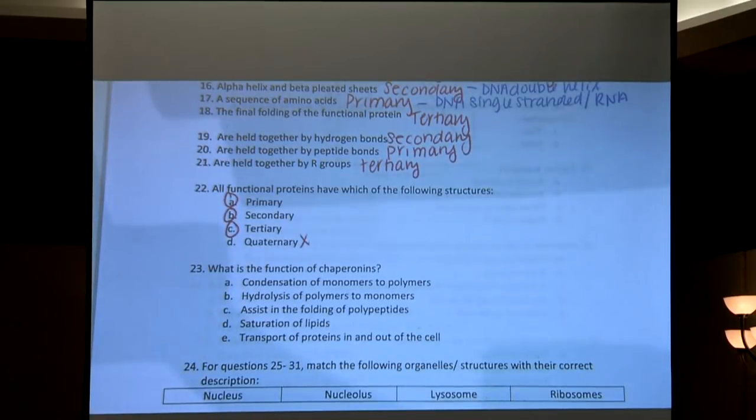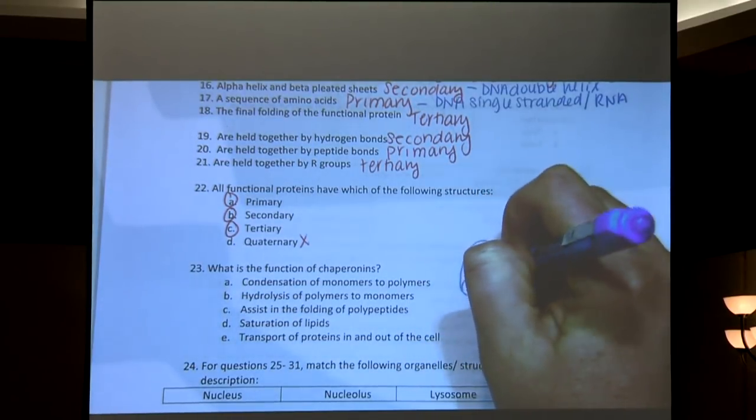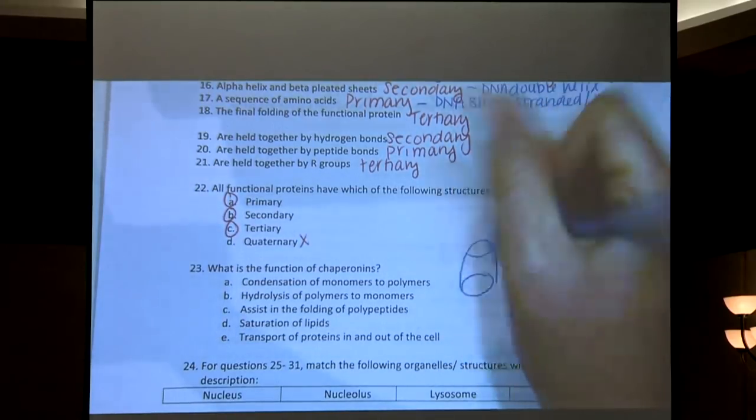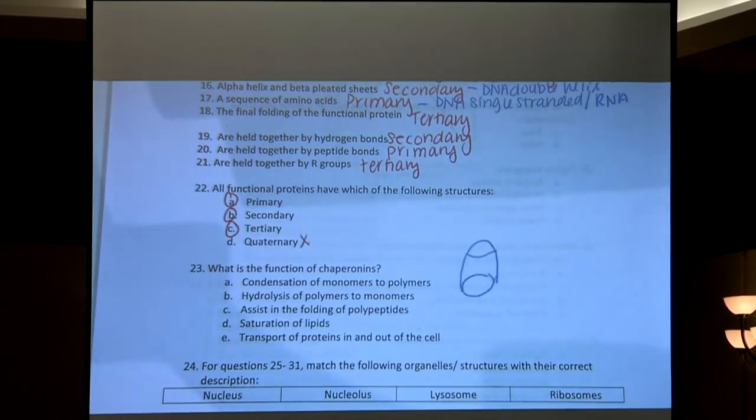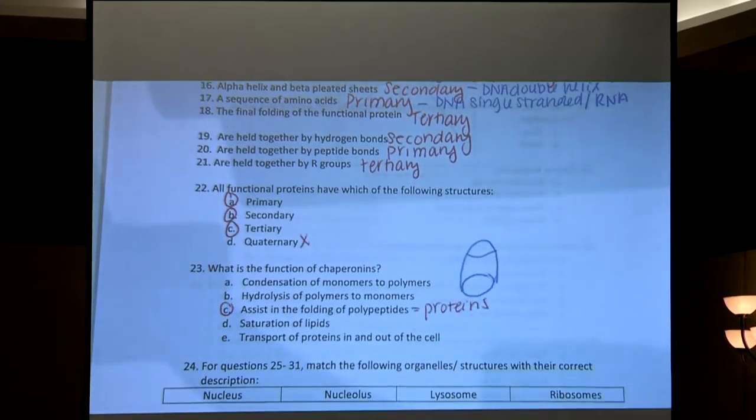So next in the case, we had our chaperonins. So our chaperonins were guys that kind of looked like this, and they had a cap on top. All right, so this cap would open up, it let something inside. In the case, what is the function of a chaperonin? Is it condensation of monomers to polymers? No. How about hydrolysis of polymers to monomers? How about assisting folding of polypeptides? Good. So also remember, polypeptides, the same thing as our proteins. All right.